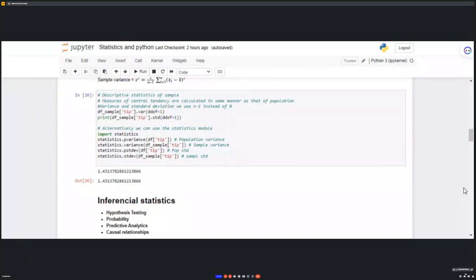Just to clarify on this one, when using this module, if you input P before variance, that means you're calculating for the population. But if you do not, the default is for the sample for this particular module.